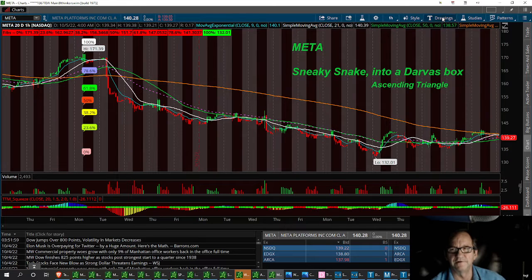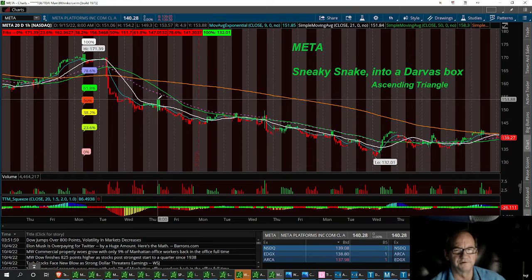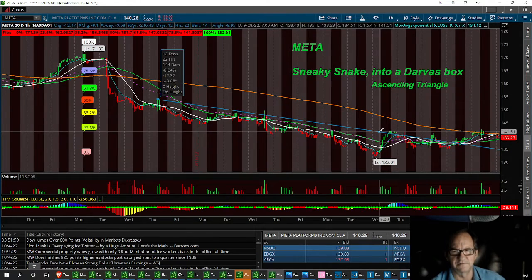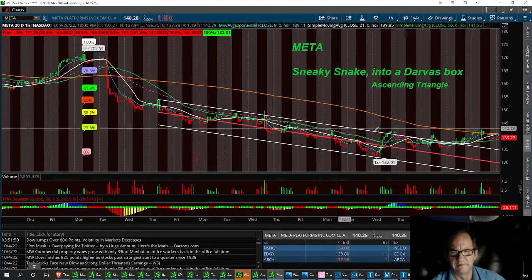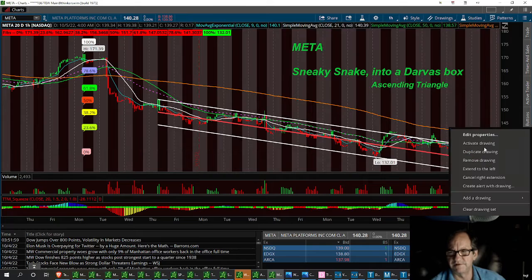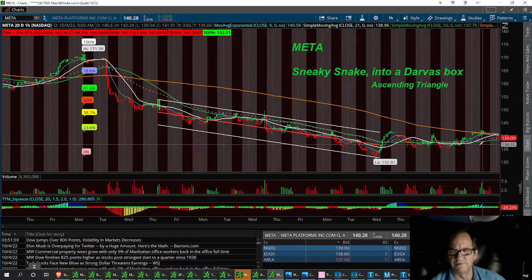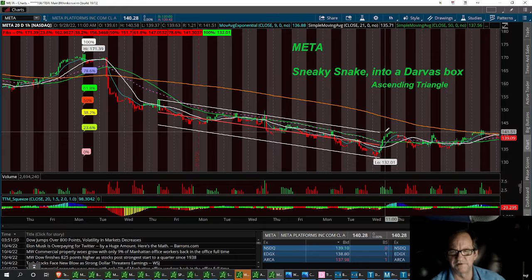But I'm going to go ahead and drive this box in here. As we know, Twitter sold to Elon yesterday. So we're going to take it to right here. I'm going to cut off these extensions. And that's the snake. Then we've broke into 2 boxes. We broke into an ascending triangle, and we've also broke into a Darvas box. But I'm going to use the Darvas box as an explanation of what we're going to be doing here.